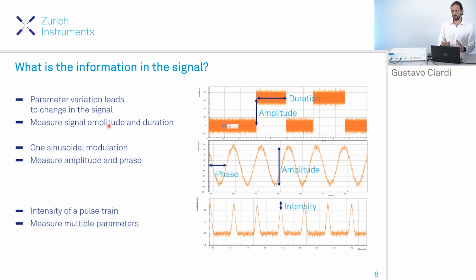And so first, what is the information that is present in signals? Well, there could be different types of parameters that one needs to measure. For example, we can have a parameter variation that leads to an amplitude change for a certain time duration, or maybe we need to measure a sinusoidal modulation that we need to compare to a certain reference and measure its amplitude and its phase, or we can have a pulse train where we need to measure the intensity or other characteristics of this type of waveform.